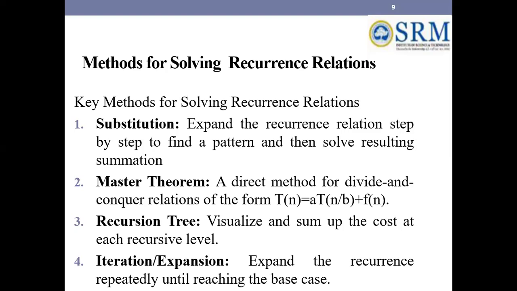Substitution method. So the recurrence relation is expanded to find a pattern. For example, n into n minus 1 plus n minus 2 or n cube plus n square plus n. So like that, we can find some common pattern when we expand the recurrence equations. That common pattern can be solved by finding closed form. Then after finding the closed form, we can find the summation. That will be very easy to find the time complexity. That is one type. That's called substitution method.